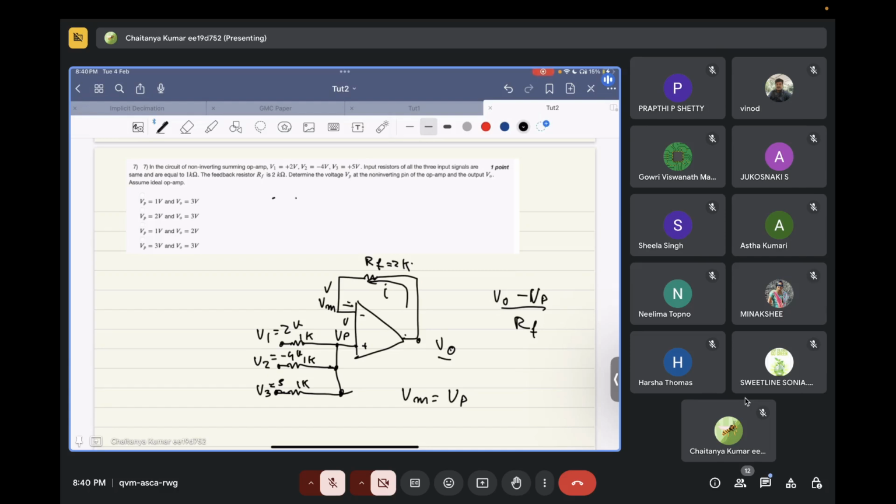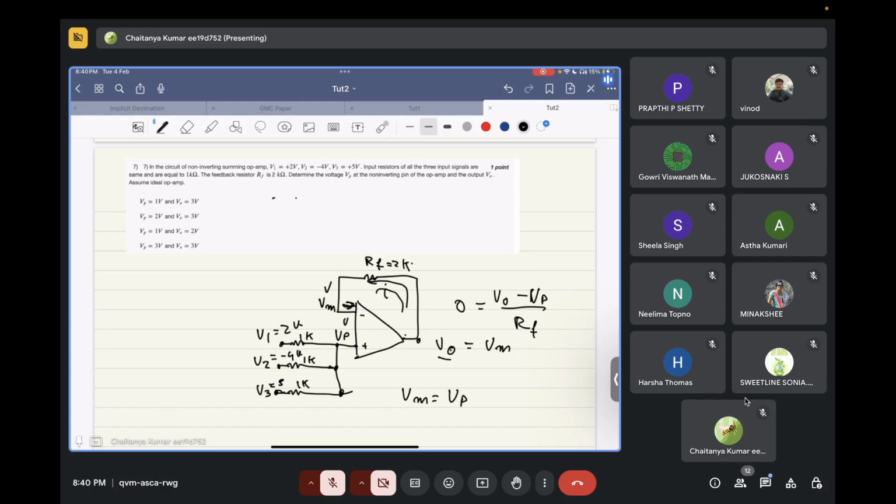Guys, can this current flow in the negative terminal of the op amp? No, right? The input to the op amp is infinite impedance, correct? So no current can flow in this direction, so I should be equal to 0, right? In the ideal case. So this is an ideal op amp only. So I should be equal to 0, and V naught is equal to Vm.